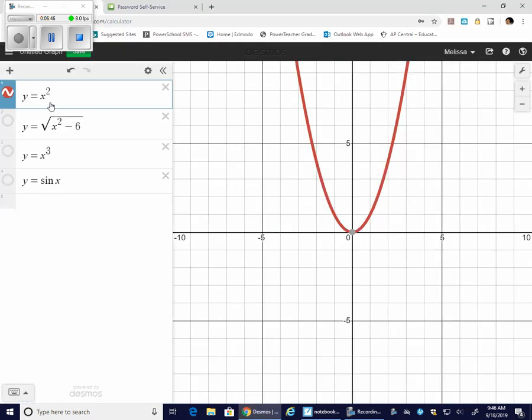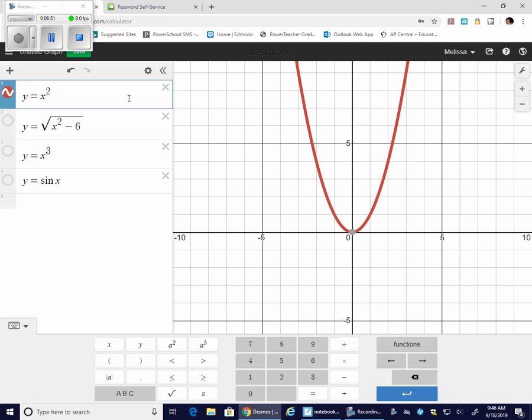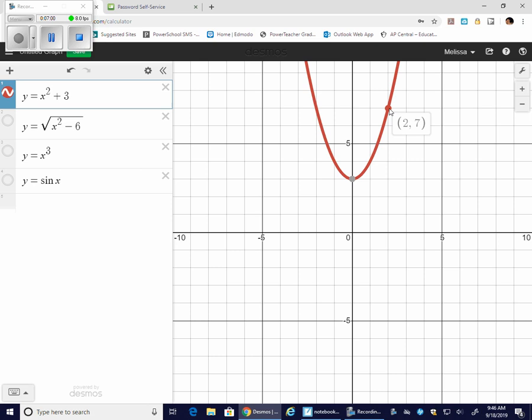Let's explore some transformations. If I take x squared and I just shift up 3. Does it still hold true that when I input a value, let's stick with 2, I get an output of 7? Let's go over to negative 2. If I input a negative 2, will I still get an output of 7? Yes. So the vertical shift still works.